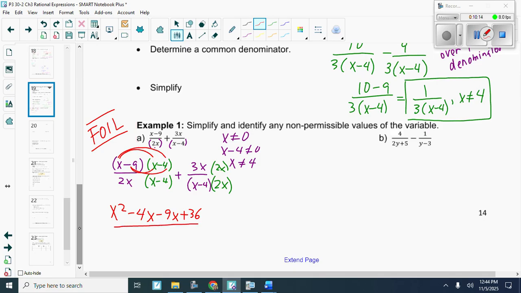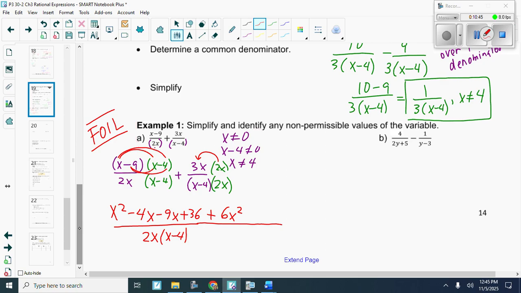And then we're going to keep the bottom in factored form. You don't have to distribute anything in the denominator, just the numerator, because now we have this one, plus 6x squared. Now we're just going to multiply. So we multiply the 2 times the 3 and the x times the x gives us the x squared.